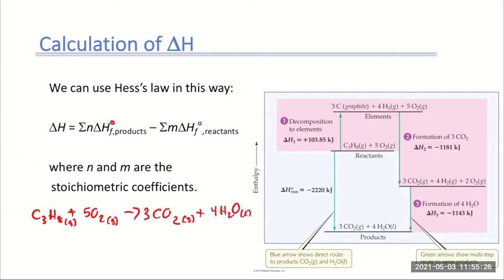And so when we have our balanced equation here, the coefficients here, the 1, the 5, the 3, and the 4, those are the n's and m's. And so what you can do is run the different equations here, add them up to get your products, get your delta H of reaction. Or I can just figure out, going from the compounds here straight to the products, what that would be.